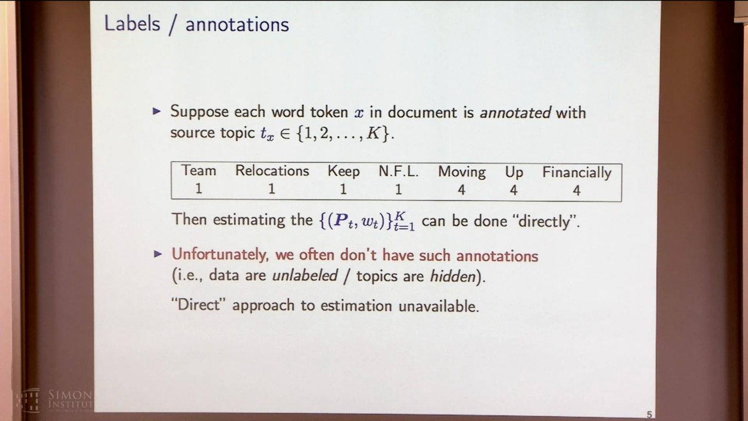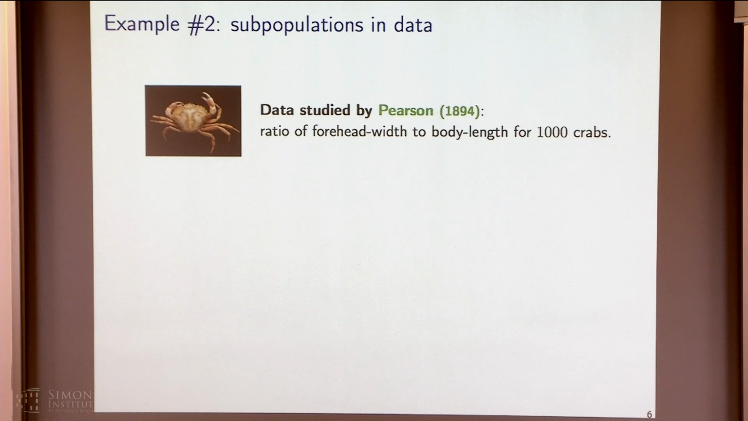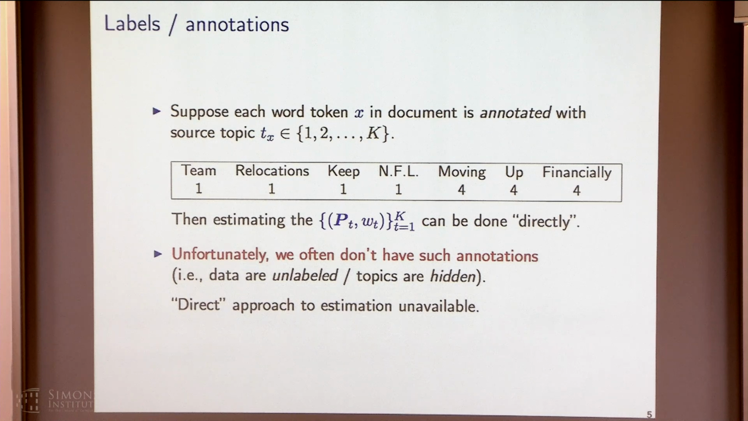Okay, so let me give you another example. This t here is the word. t is one of the topics. There are k different topics, and you might annotate every word with one of these k different things.